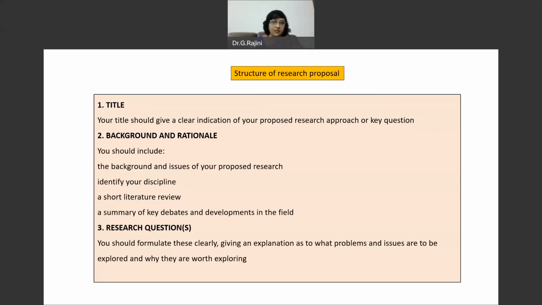Then you come out with a research question. You should formulate these clearly, giving an explanation as to what problems and issues are to be explored and why they are worth exploring. I was telling you, satisfied employees are likely to be retained in the organization. Supposing the attrition rate increases and the retention falls down, then you may have a question like whether there is a relationship between the satisfaction of employees and the retention. You need to find out why people are leaving.